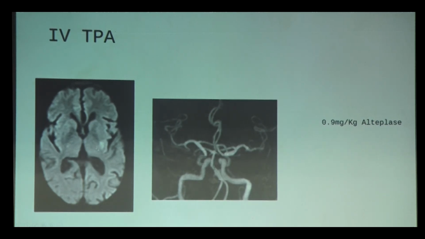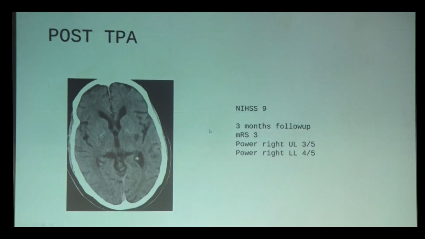So this was the first imaging. The patient had a left posterior internal capsule infarct, and there was no large vessel occlusion in the TOF imaging. Post-thrombolysis, the patient improved to NIHSS 9, and at 3 months follow-up, the patient is currently mRS 3, with power in the right upper limb 3/5 and right lower limb 4/5.